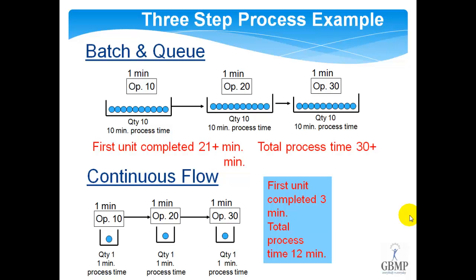But during that period of time, process 2 has processed 9 of them, and process 3 has processed 8 of them. So when we get done here, the first unit is completed in about 3 minutes. And since they're co-located, there's not much travel time, so it's about 3 minutes for the first part to come off the end of that 3-step line. And the total processing time is 12 minutes, 10 plus 1 plus 1. That's the big difference between batch and continuous flow.